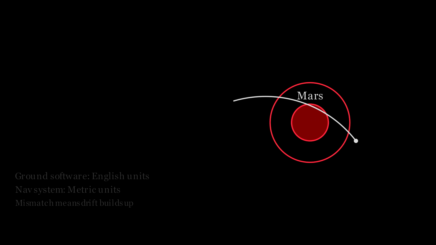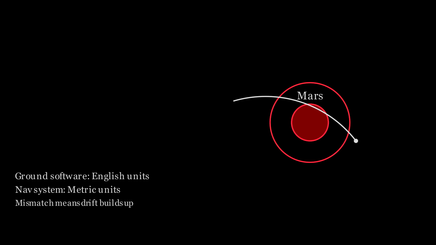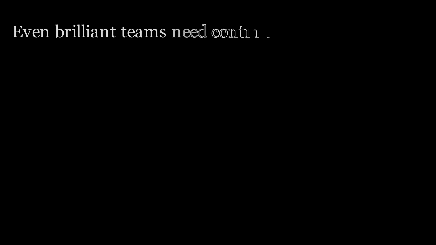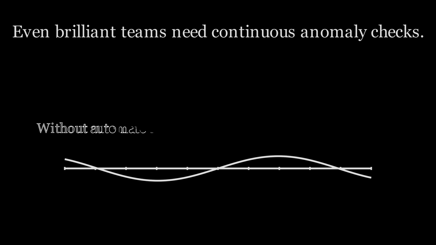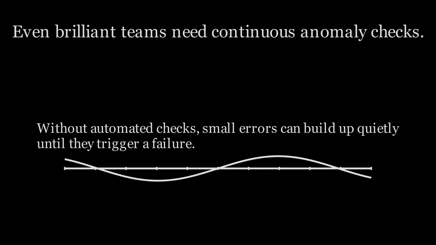The incident was caused by a consistent cumulative navigation error stemming from a failure to convert English units to metric units in a ground-based software file. It highlights the importance of constantly checking for issues, regardless of how brilliant the engineering team behind the project is. Had NASA developed systems that flagged anomalies before they became problems, they might have had a chance to save the spacecraft.